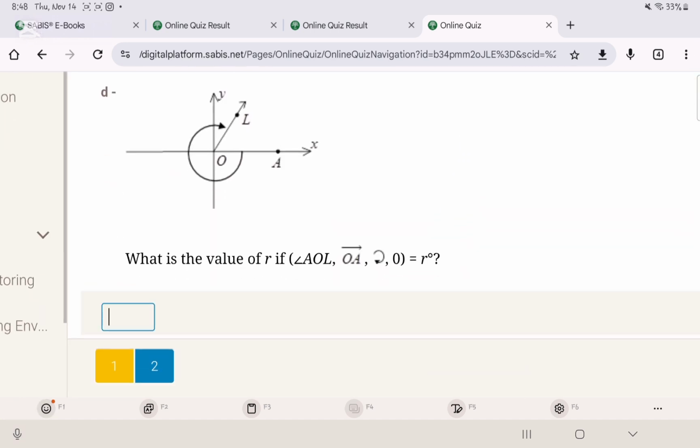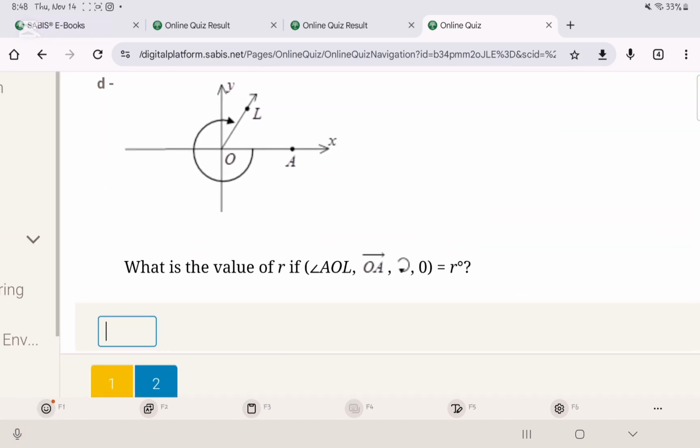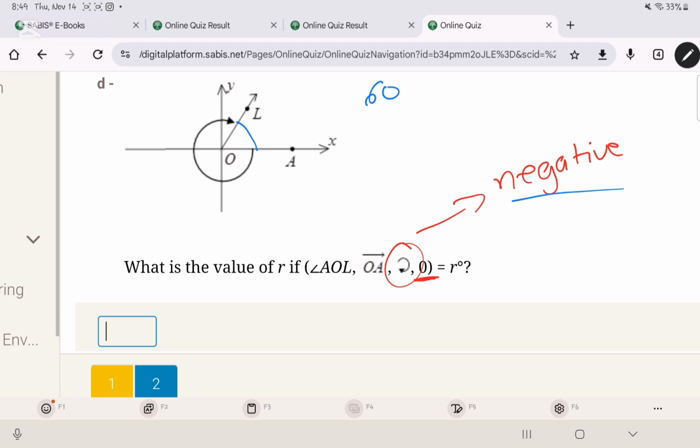Now, what is the value of R if angle AOL, with respect to OA, is doing a clockwise rotation, and it does not do a full rotation? Clockwise means negative, but it did not do a full rotation. So very simply, because it is negative, we're going to take the original angle, which is 60.